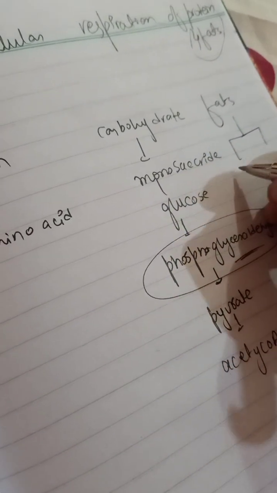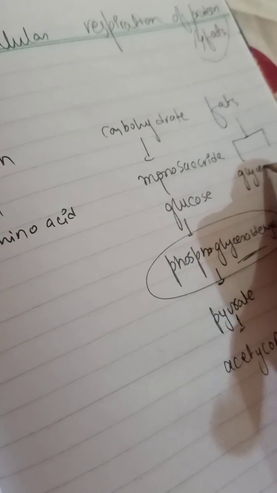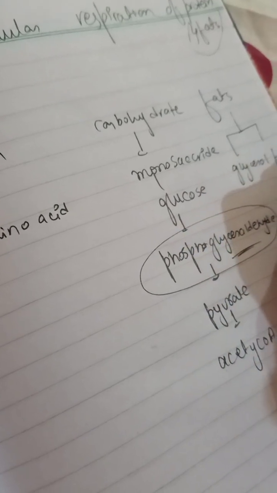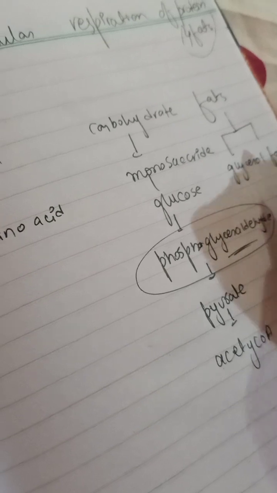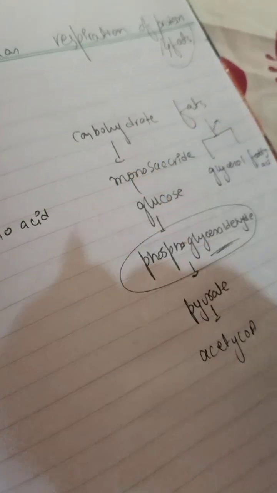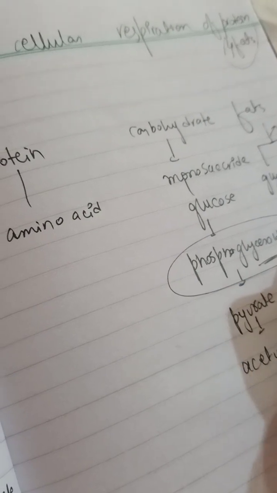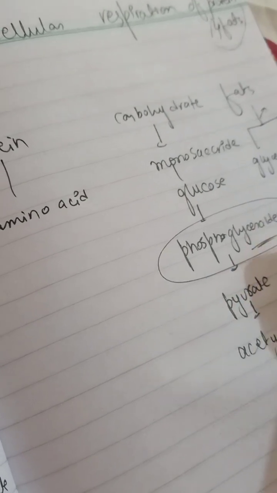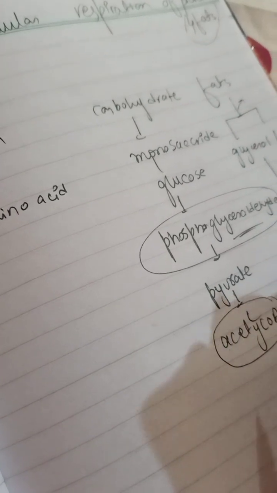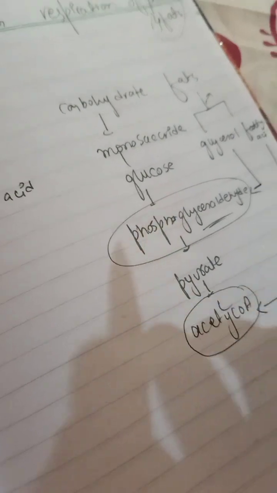As you all know, fats will break down into glycerol and fatty acid. We have discussed this many times, by the hydrolysis process. So fatty acid basically changes into acetyl coenzyme A, and glycerol changes into phosphoglyceraldehyde.